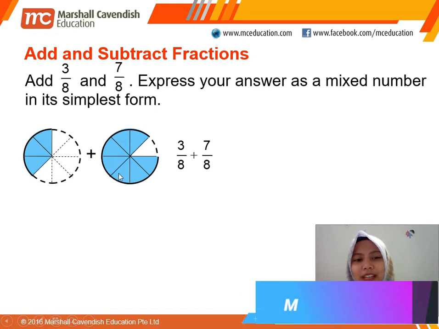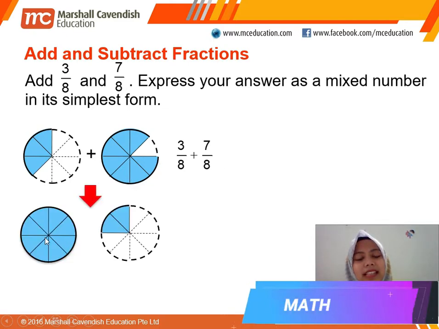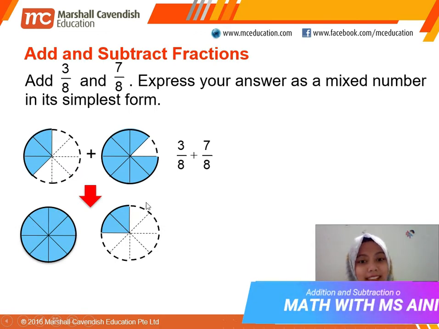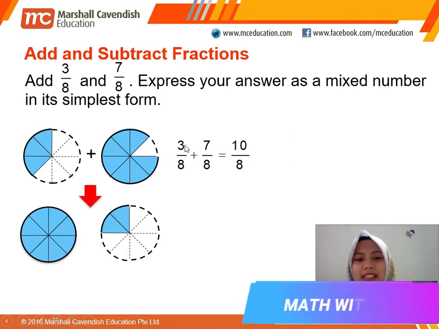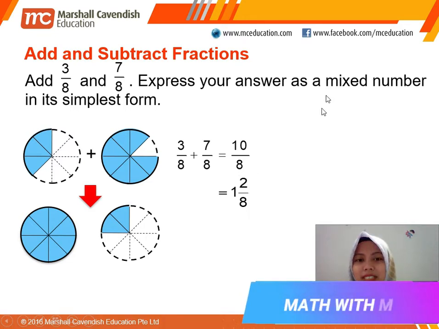If you have a look at the picture, this is 3 over 8, and this is 1, 2, 3, 4, 5, 6, 7, 7 over 8. You will get later 1, 2, 3, 4, 5, 6, 7, 8, 9, 10, 10 over 8. So you can add the numerators and let the denominator stay the same. And then you can also change it into a mixed number. Look at this, mixed number and its simplest form. This is not simple yet.